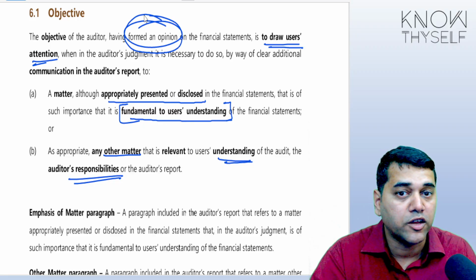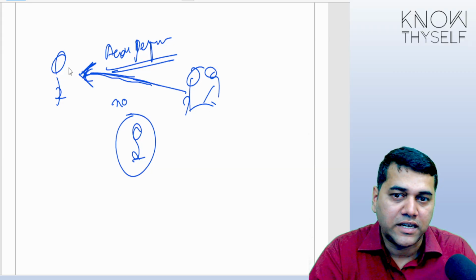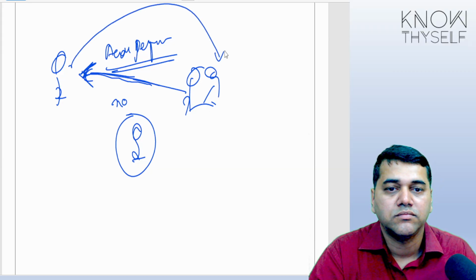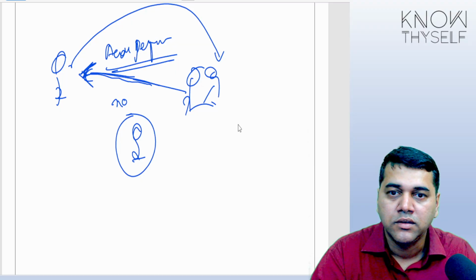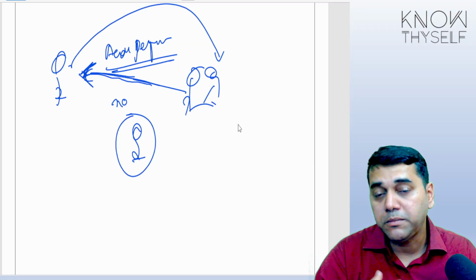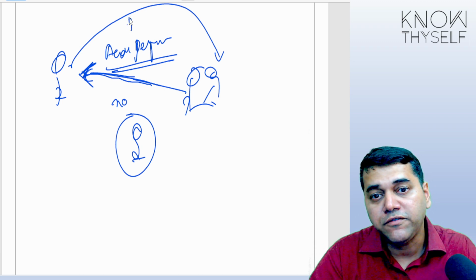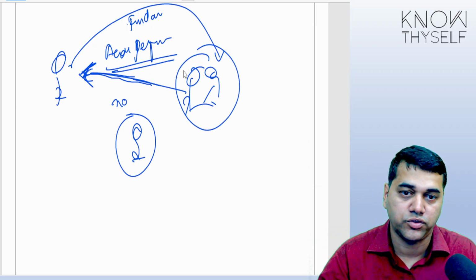That's why the emphasis of matter is always after forming an opinion. So should I not bring this fact to the notice of the parents? Look, Baba, this incident happened two times. Why? Because in my judgment, this is something very fundamental to the knowledge of the parents, that the child is having some health issues.